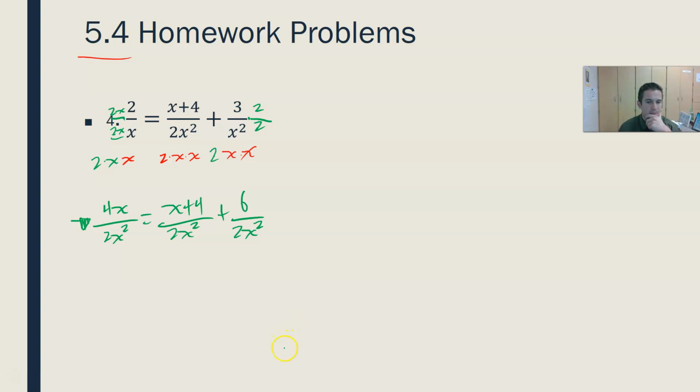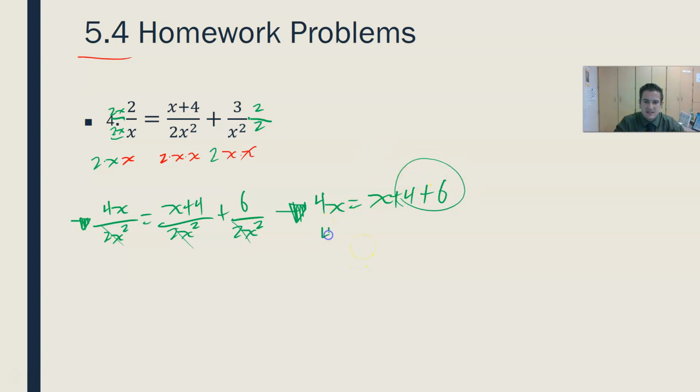In order to solve this, because now I have a common denominator, I'm going to ignore all the denominators and just solve using the numerators, or the tops. So I have 4x equals x plus 4 plus 6. Now this just becomes an equation to solve. Let's get all my x's on one side and all my numbers on the other side. I don't have any x squared terms here in the top, so I'm not dealing with a quadratic expression. This is just a linear expression, because I just have x's and numbers.